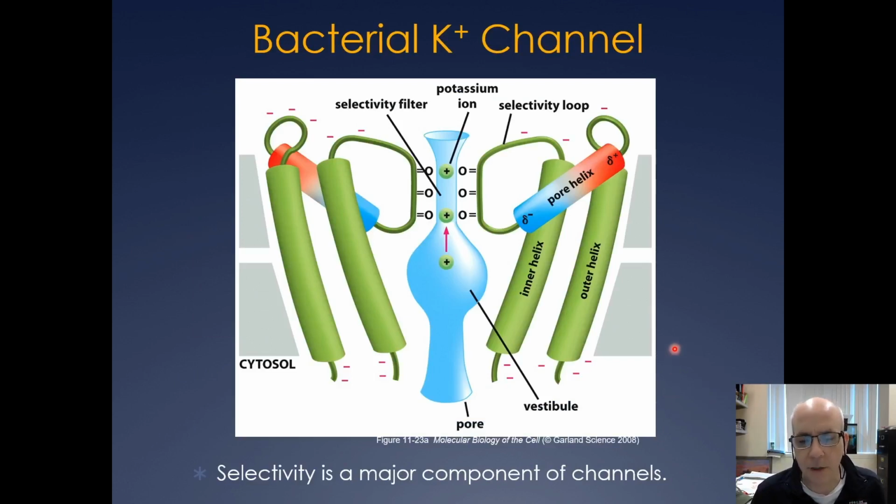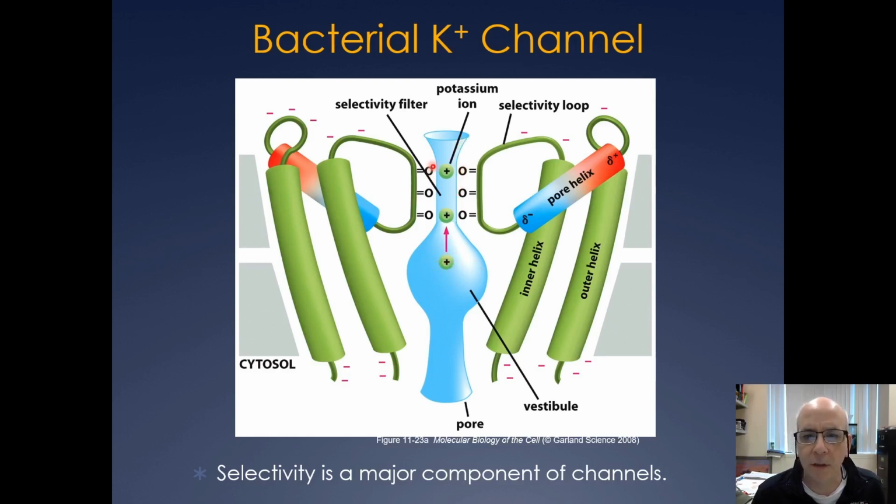The selectivity of ions is a major component of ion channels, and this is the bacterial potassium channel. This is a rough schematic of how it looks. This is important because you have a vestibule here where the ions can sit. And you have these pore helices that have a dipole which will select for positively charged ions. Then you have this selectivity filter that will only allow potassium, and not sodium or calcium or some other positively charged ion, to pass through.